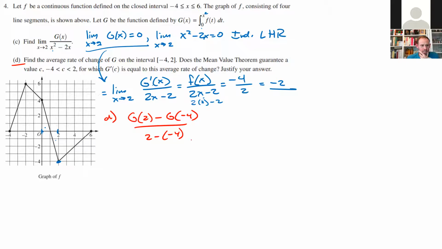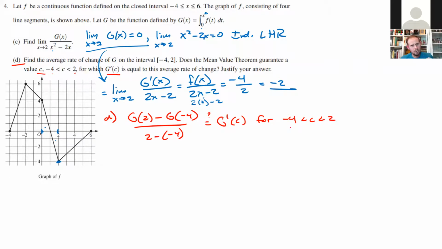Mean value theorem, yeah, average rate of change. Does the mean value theorem guarantee a value c between -4 and 2 such that g prime of c is equal to the average rate of change? So in other words, does this equal g prime of c for -4 is less than c is less than 2?